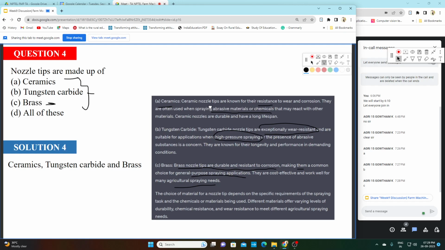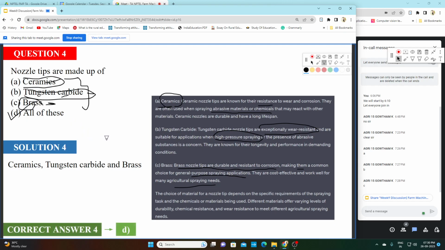So where we require inertness in reaction, in those cases we apply ceramics, because ceramics do not react with all these chemicals. So where we do not want any reaction with other chemicals, we use ceramics. We use tungsten carbide for exceptional wear resistance as well as high pressure spraying. And brass is the common choice, that is both durable as well as resistant to corrosion. So brass is our common choice, but we also use tungsten carbide as well as ceramics. So all of these, or D, is the correct answer.